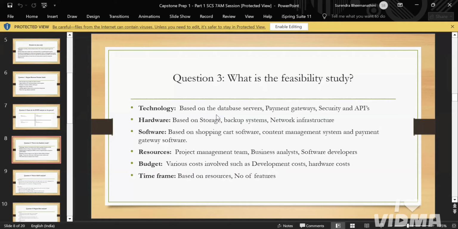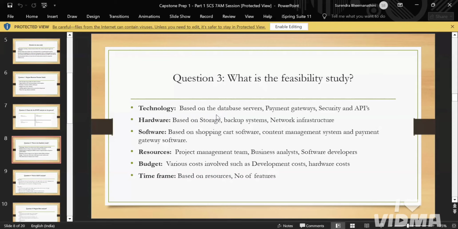So we need to check all the things: the resources we have, what software is applicable for this, what hardware, and what technologies we need to use here. We need to study all these things, and study whether it is feasible and viable, whether we can take this project or not. Based on these six parts, we need to study whether to take this project or not.